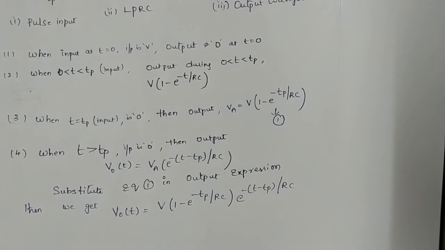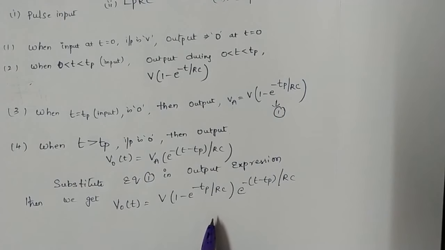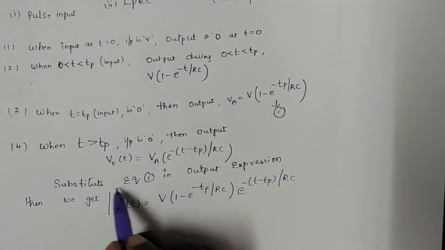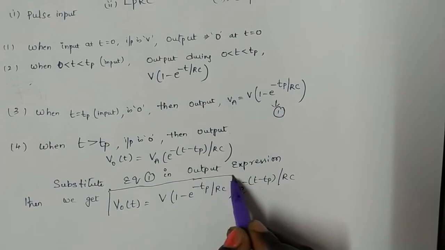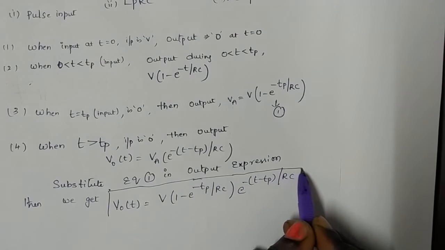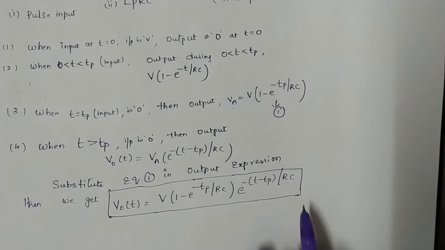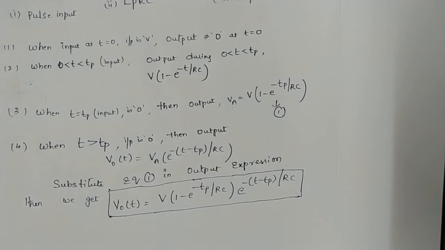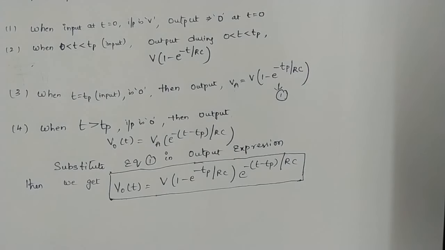Okay. This is the expression for the output voltage across the capacitor of the LPRC circuit, and this is the output expression you have to find out for the pulse input when it is applied to the LPRC circuit. Okay, this is very, very important from your exam point of view. Understand? This is how you will get the output waveform when a pulse input signal is applied to an LPRC circuit.